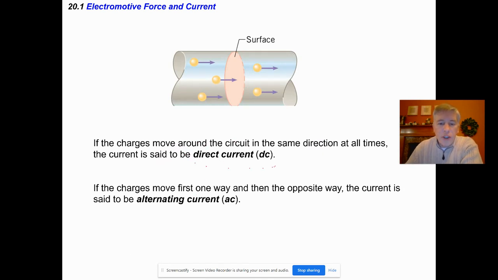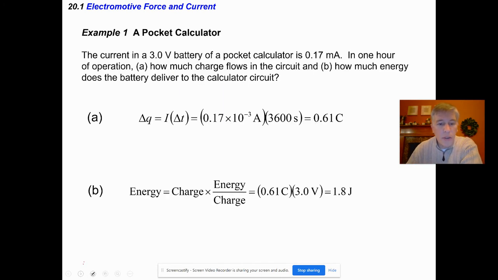There is such a thing as direct current versus alternating current. It depends on whether these charges only flow in one direction or whether they go back and forth, so that you have motion alternating. We're just going to deal with DC, direct current. We won't have to worry about both of those parts.